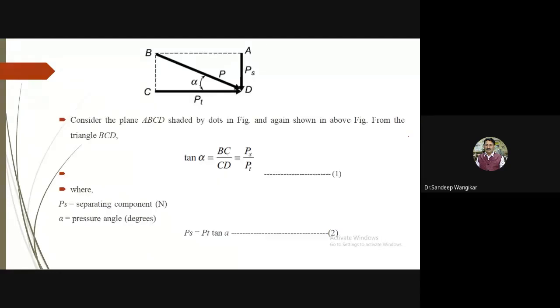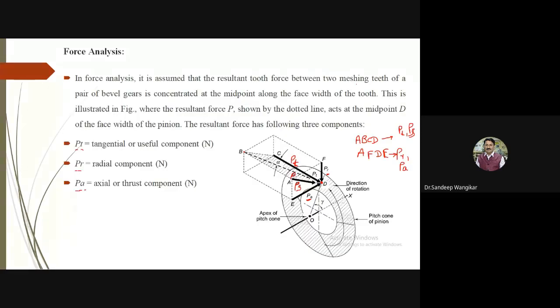Alpha is the pressure angle, while gamma is the pitch angle. We have first considered the triangle in plane A, B, C, D. I have given you an idea of this plane by looking at this particular diagram, where the planes are shown. So here PT and PS you can calculate. By considering two different planes, we will be proceeding further.